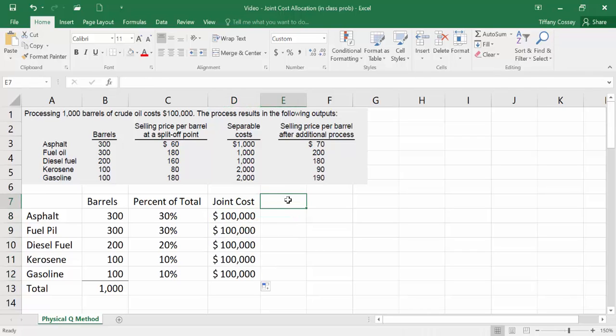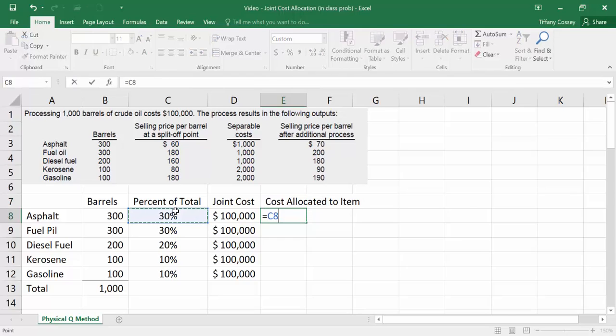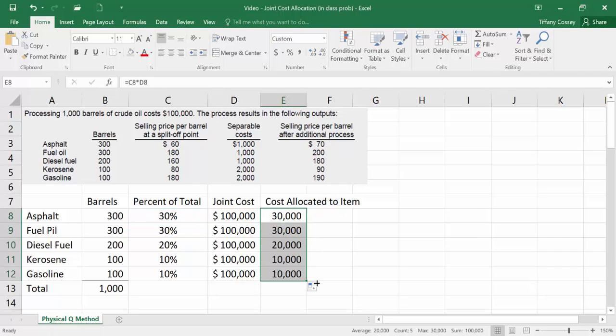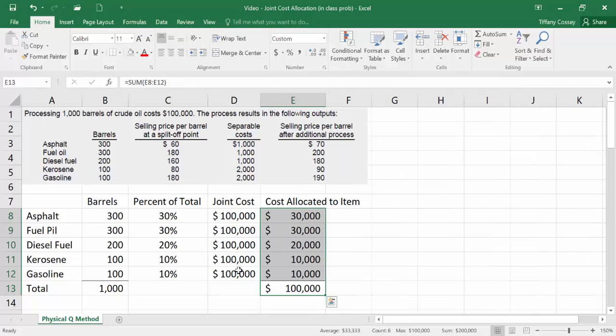And that allocates the common cost to my barrels of oil. So 30% times 100,000, and I just drag that formula down. It allocates it out here. And then if I want to make sure that I have captured all of my costs and I haven't done something wrong, I'm going to add all of these together, and I should have $100,000 at the end, because that was the total I was trying to allocate out.